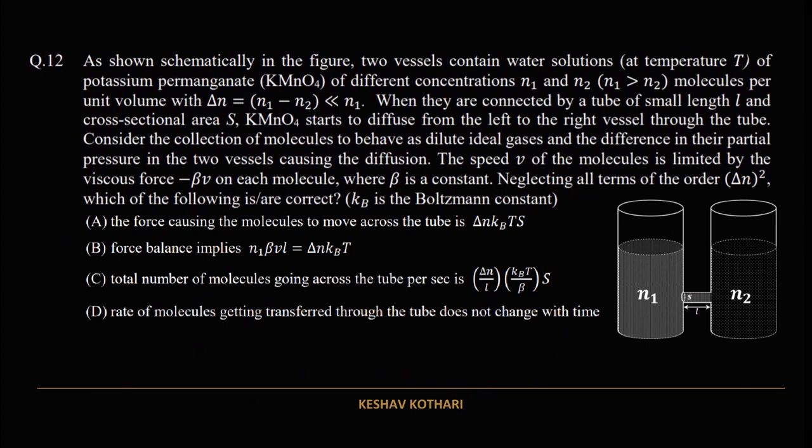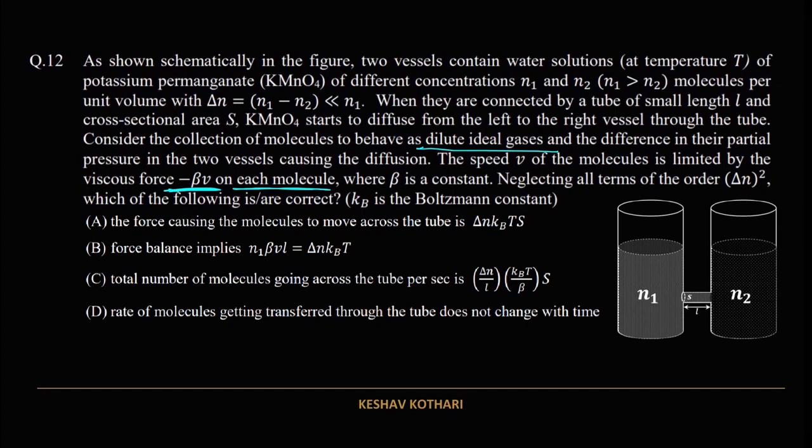Consider the collection of molecules to behave as dilute ideal gases, and the difference in their partial pressure in the two vessels causing the diffusion. The speed v of the molecule is limited by the viscous force minus beta v on each molecule, where beta is a constant. Neglecting all terms of the order delta n square, which of the following is or are correct? Kb is regarded as the Boltzmann constant.